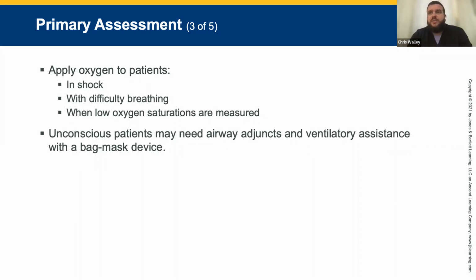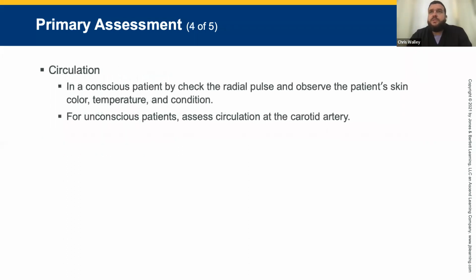Unconscious patients may need airway adjuncts. Remember, we talked about that. We have the nasal, and then we have the oral. Those are the 2 that you can drop in as basics, and they can help open the airway and provide a clear passage for the patient to breathe. Now we're on circulation.